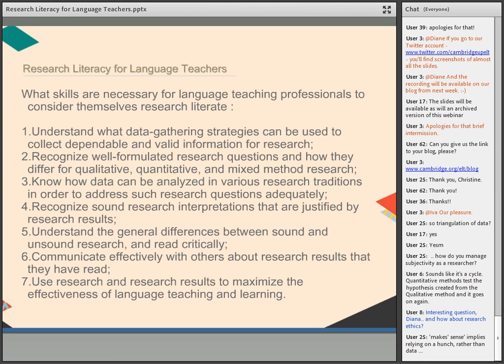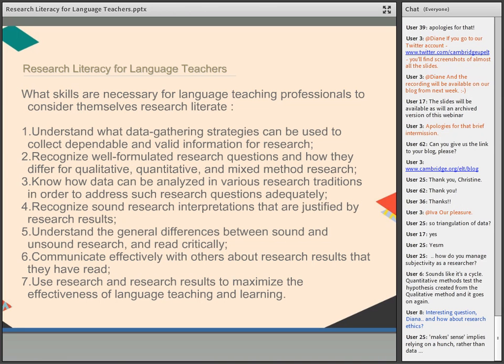So, it's not just that you should absorb research and read research critically, but also communicate with others about that research, either with colleagues in the halls or in your office, or maybe at a conference or wherever. That ability to communicate effectively about research is also part of a research literacy skill set.